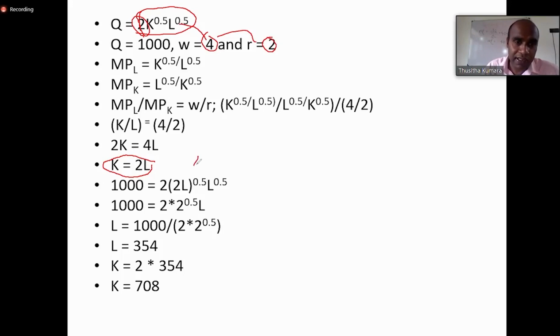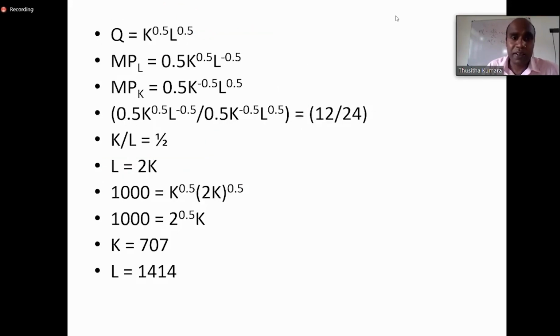If you want, you can write this as L equal to 0.5. Right? This is the expansion path given this information. And this is the expansion path, L equal to 2K, given this information. There is no efficiency parameter here. And look at the factor prices, 12 and 24. This is why we have this relationship. So this one and this one should not be the same, right?